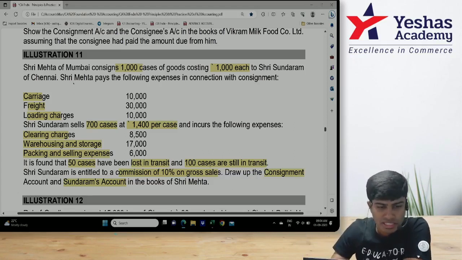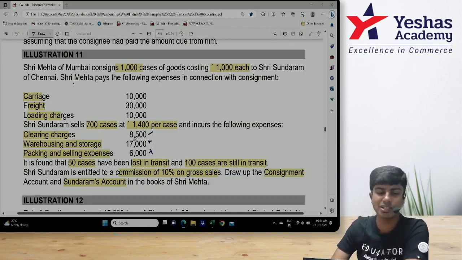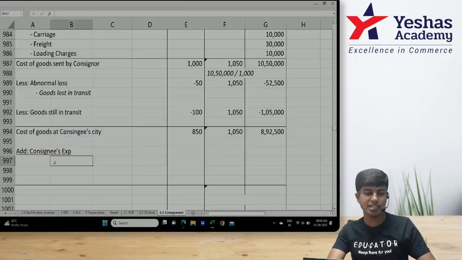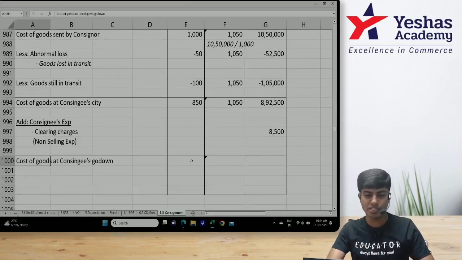So the clearing charges of 8,500 cannot be incurred on those goods. These two will not be considered. Only 8,500 will be considered. Shall we add that consignee's clearing charge expense of 8,500? This is the only non-selling expense. So how much is it for 850 cases?